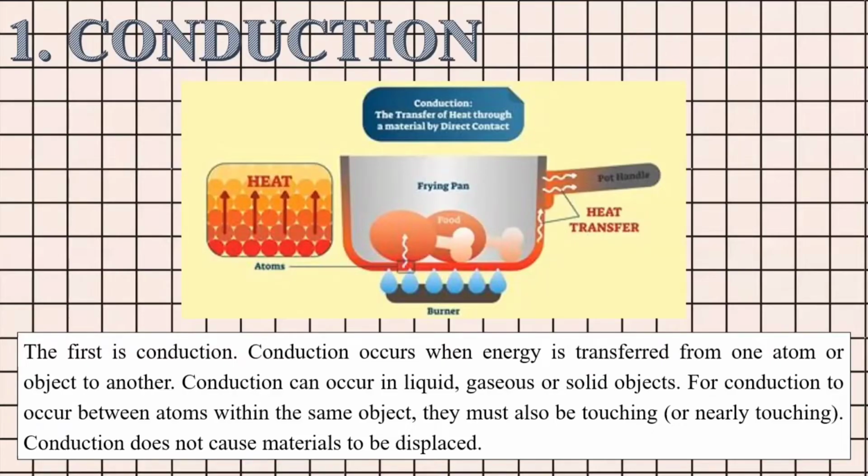The first is conduction. Conduction occurs when energy is transferred from one atom or object to another. Conduction can occur in liquids, gases, or solid objects. For conduction to occur between atoms within the same object, they must also be touching or nearly touching. Conduction does not cause materials to be displaced.